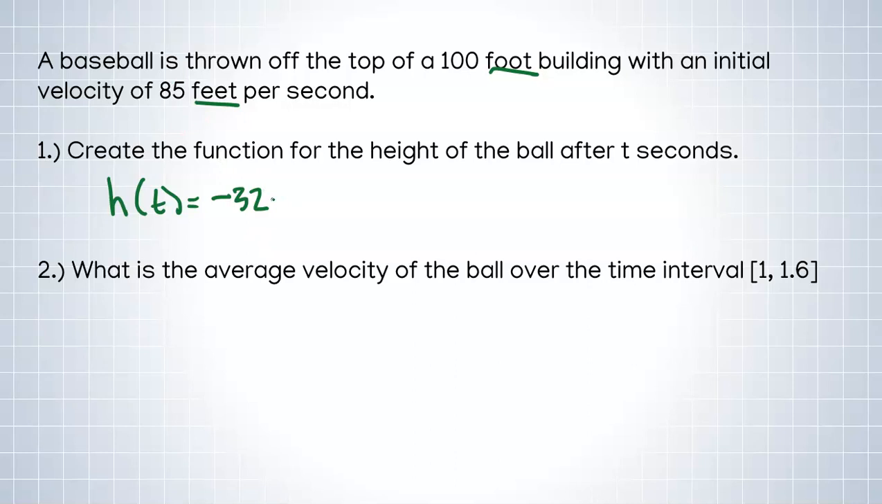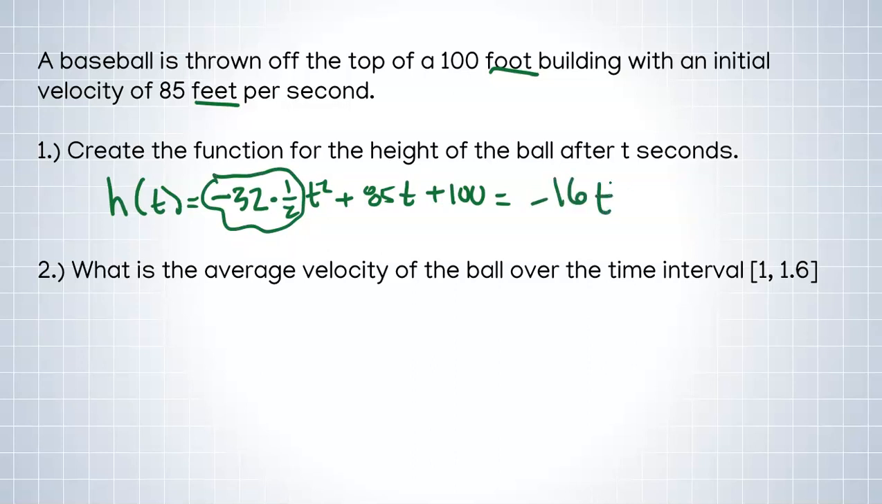Negative 32 times the 1/2 t squared plus the initial velocity, which was the 85 t, plus the initial height, which is 100. And then again, as I discussed, most students actually skip this step. But when we take that negative 32 times the 1/2, we're just going to get a negative 16 there. So negative 16 t squared plus 85 t plus 100 is my formula that can find the height after any given time t. All right, so the first question here is an average velocity question.